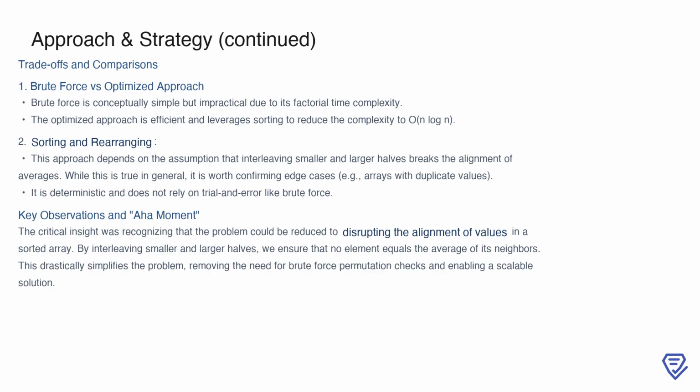This approach hinges on the idea that interleaving smaller and larger halves disrupts the alignment of averages, which is generally true, though testing edge cases, such as arrays with duplicate values, is important to confirm its reliability. One key insight that simplifies the problem is recognizing that the task boils down to breaking the alignment of values in a sorted array. By alternating smaller and larger elements, we effectively ensure the condition is met without resorting to trial and error. This realization allows us to move from a brute force solution to a deterministic, scalable approach.